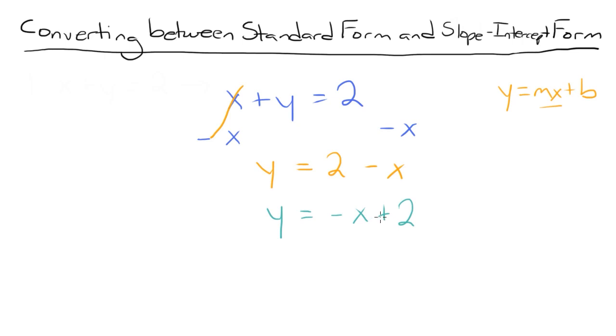Making sure your signs are correct is super important when you do this. So now, because our equation is in slope-intercept form, we can easily see that our slope, m, is equal to negative 1, and our y-intercept, b, is equal to 2. So let's try another one.